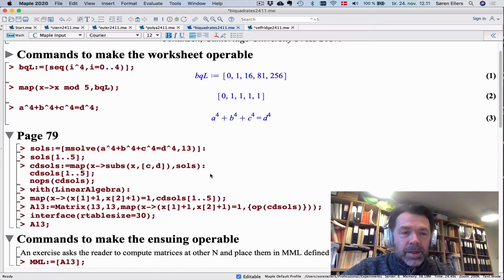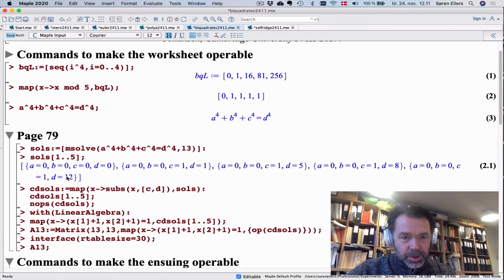So what I did was I used Maple to find all the solutions to a to the 4 plus b to the 4 plus c to the 4 is d to the 4 mod 13. So I'm assuming that a, b, c, and d are remainders mod 13, right? So these are numbers between 0 and 12. And this is a long list of solutions, but they all look like this. I mean, I could take all the numbers to be 0. I could let c equals 1, d equals 1, and so on. And I will manipulate this list in order to get the data out that I want.